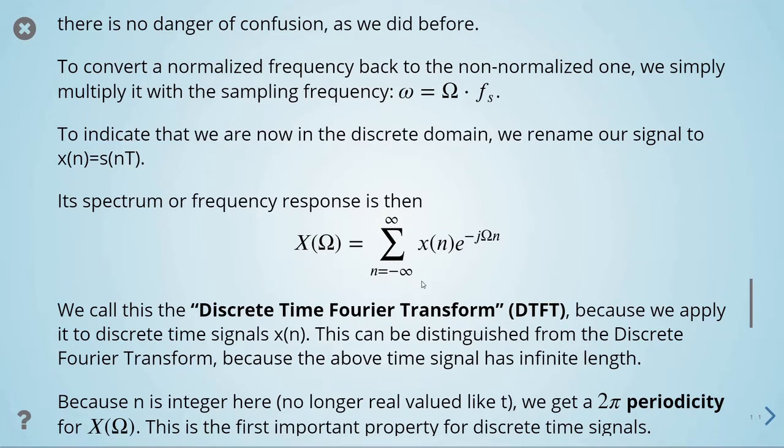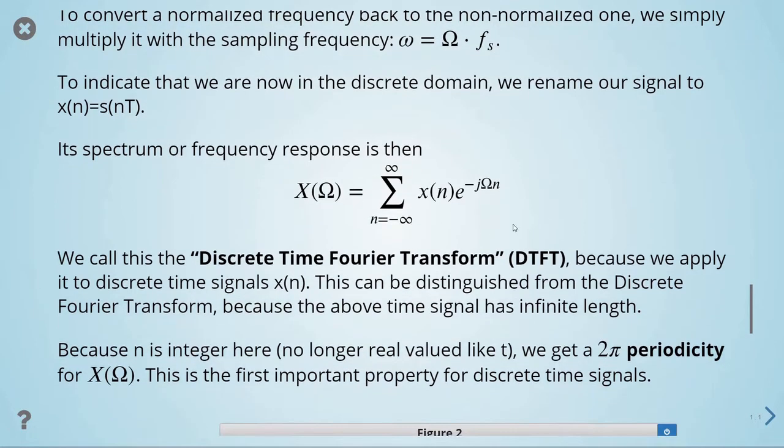There is the sum from minus infinity to infinity. This is our signal in the discrete domain, and we have this exponential to the power of minus j capital omega times n. And this equation here we call the discrete time Fourier transform. This is the DTFT, because we apply it to the discrete time signals x of n. This can be distinguished from the discrete Fourier transform because the above time signal has infinite length. So we are going from minus infinity to plus infinity.